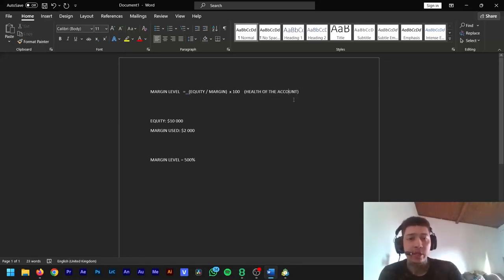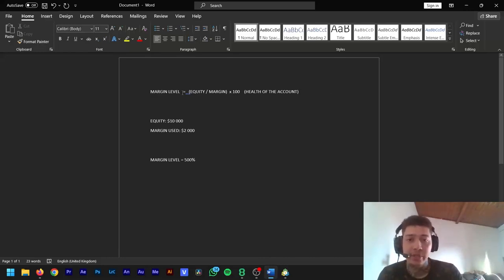You have to keep an eye on this at all times, because the higher the margin level, the safer or the healthier your account is, and the lower the margin level, the riskier, or the closer to reaching a stop out, which is super risky, you are. So you should be working at a safe level. So what is the calculation for this?